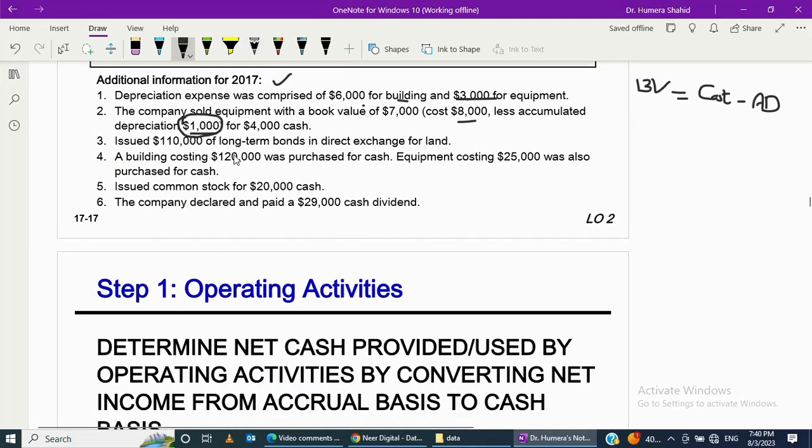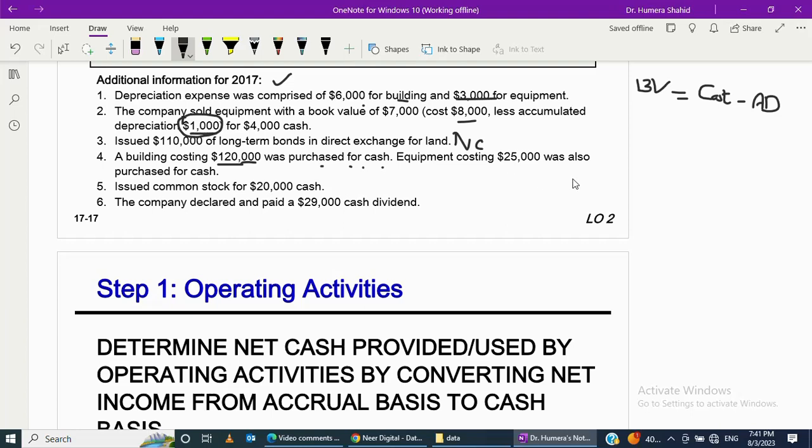Issued 110,000 of long-term bonds in direct exchange of land. Go to the balance sheet, check the land, it is increasing with 110,000. Check the long-term bonds, they're also increasing with 110,000. But bond did not bring any money, they brought the land. So this is a non-cash investing and financing activity. A building costing 120,000 was purchased for cash. Check long-term assets above in the balance sheet. Building is increasing with 120,000, so it used your money.